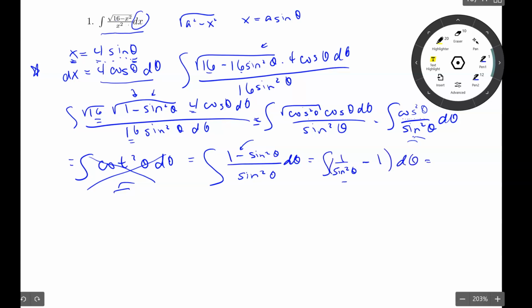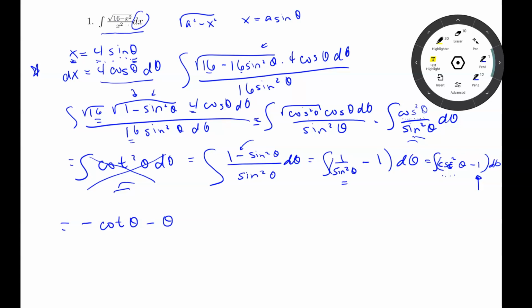So what is this? This is cosecant squared theta minus 1. Do I know the antiderivative of cosecant squared? I do. The derivative of cotangent is negative cosecant squared. So this gives me a negative cotangent theta. Taking the antiderivative of this gives me minus theta. Remember, when you're taking the antiderivative of 1 in theta land, you get a theta plus c.